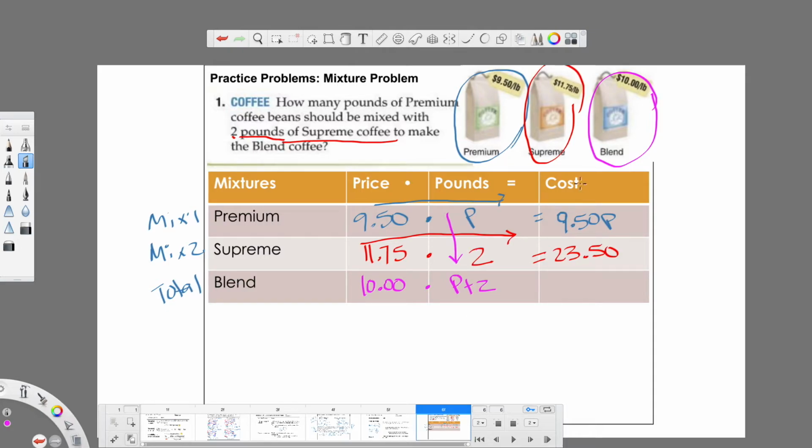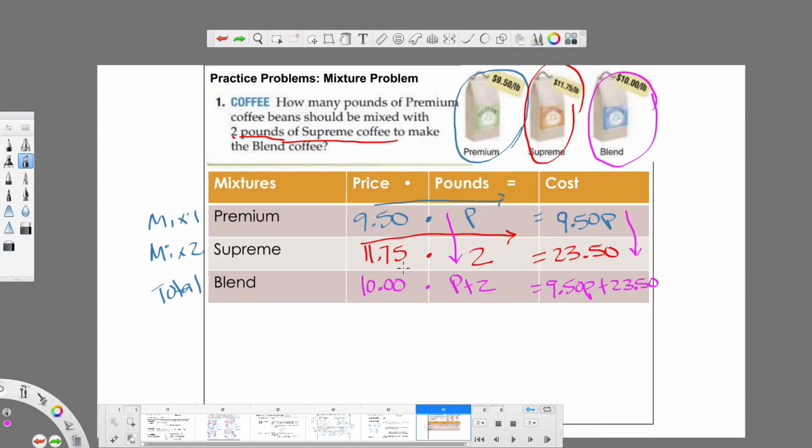And then the cost is actually also going to be these 2 pieces brought down. So it's going to be the 9.50p, however many pounds I'm using for this piece, plus the $23.50 it's costing me to use the 2 pounds of Supreme. So it's going to be 9.50p plus $23.50. So what I like about this table is I've just set up my equation. This is the equation I need to solve. So that's a big reason I like this table, is it helps me set it up.